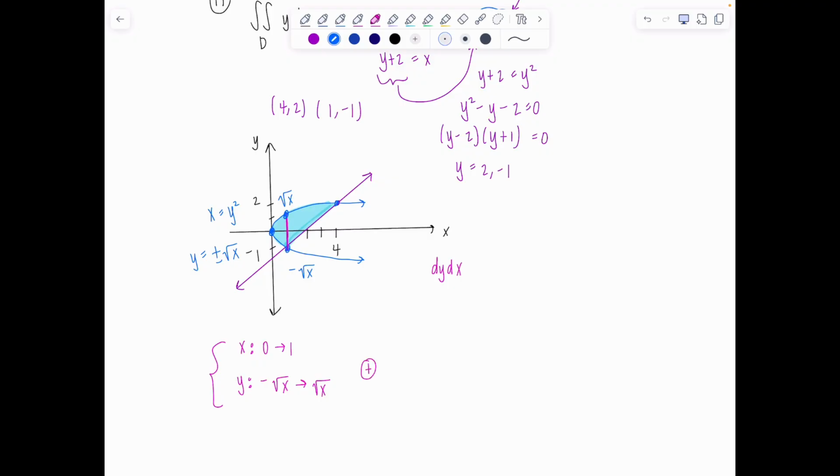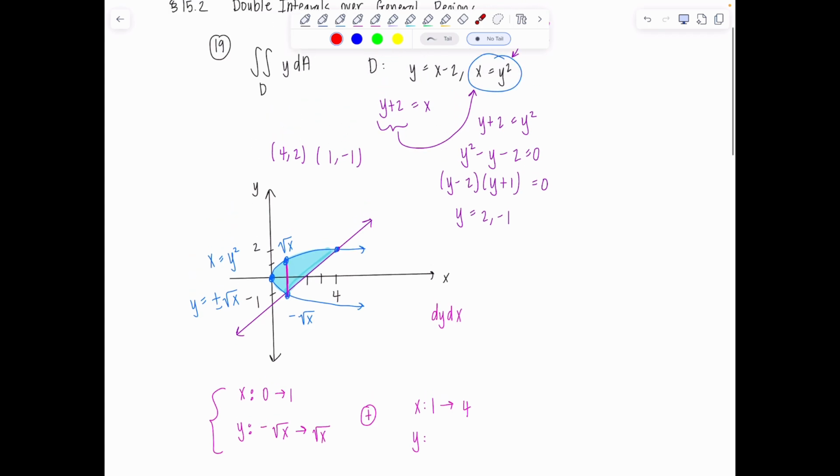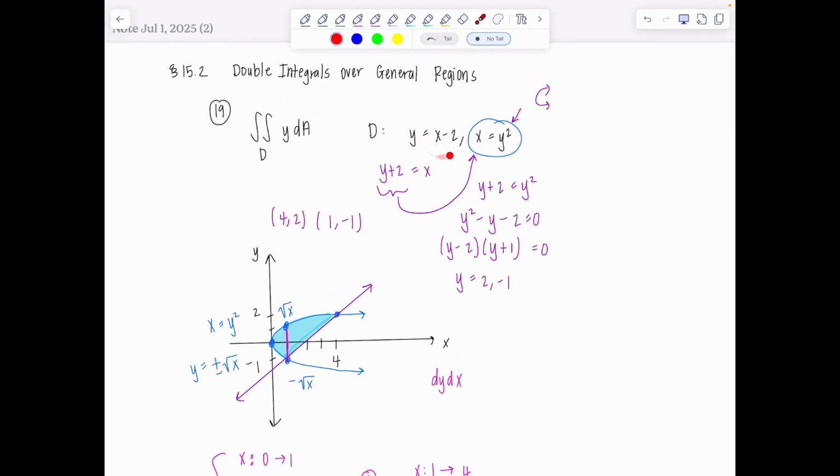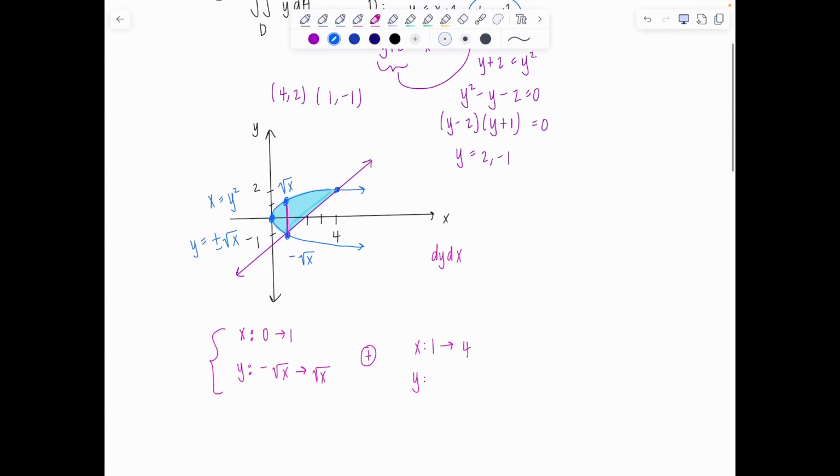Plus, second integral, x is going to go from 1 to 4. And then y is going to go from, now, bounding on the top is the parabola, and on the bottom, the line. So let's go back. What's the line's equation? x minus 2. Okay, so this is going to go from x minus 2 to root x.